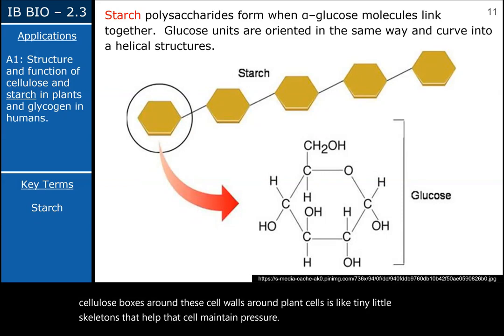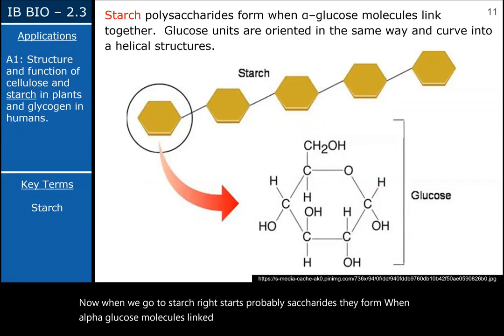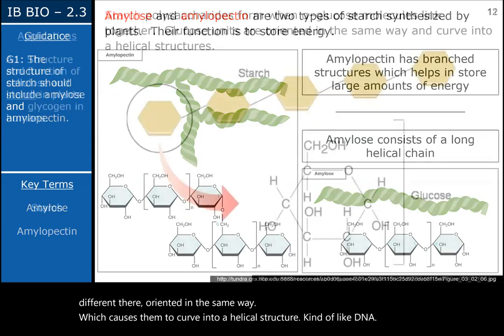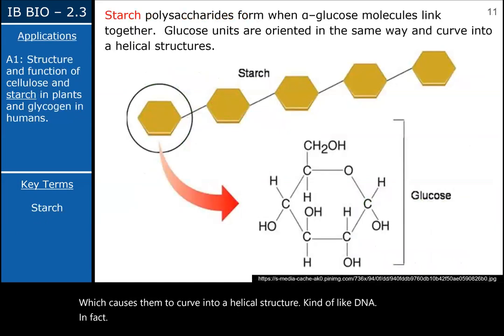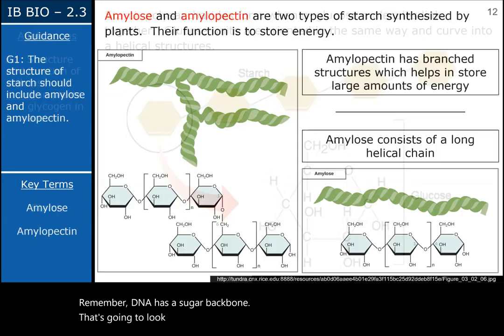Now, when we go to starch, right, starch polysaccharides, they form when alpha glucose molecules link together. Now, these guys are a little bit different. They're oriented in the same way, which causes them to curve into a helical structure, kind of like DNA. In fact, remember DNA has a sugar backbone? That's going to look familiar later on.